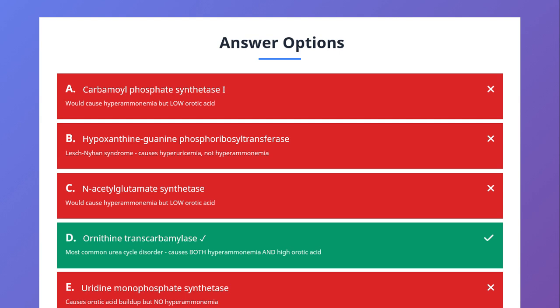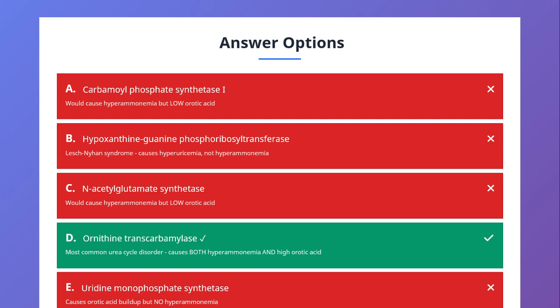Option D, ornithine transcarbamylase converts carbamoyl phosphate and ornithine into citrulline in the urea cycle. When this enzyme is deficient, carbamoyl phosphate accumulates and enters the cytosolic pyrimidine synthesis pathway, resulting in increased production of orotic acid. Meanwhile, ammonia cannot be properly processed, leading to hyperammonemia. This choice explains both key findings.